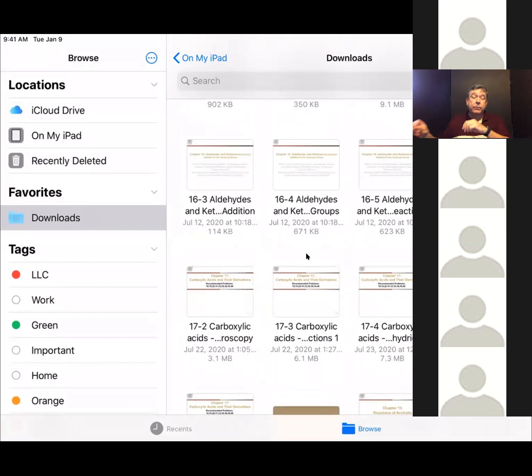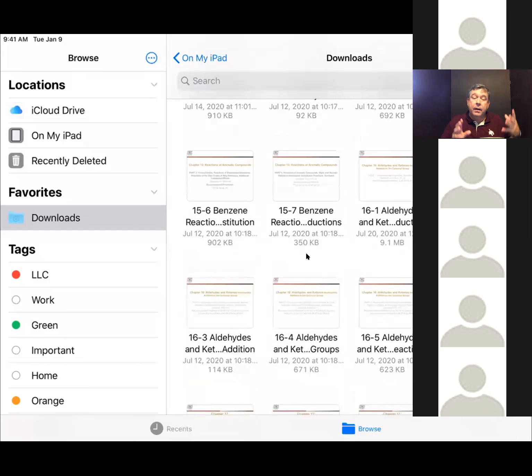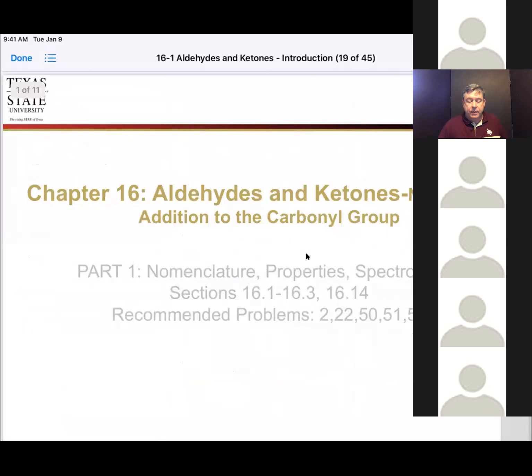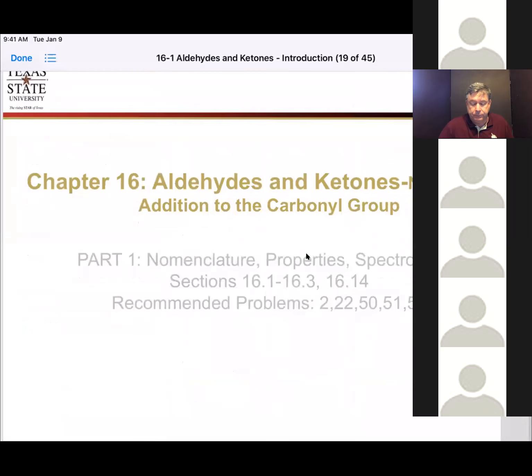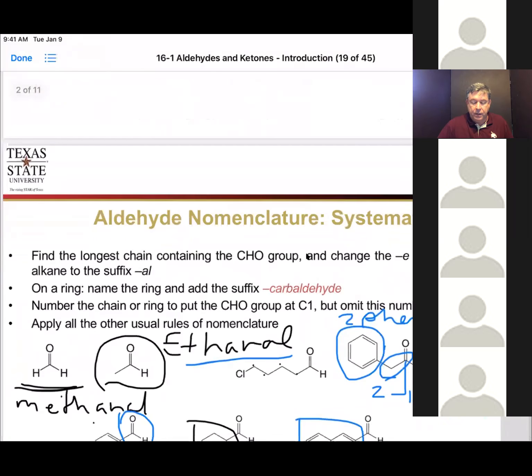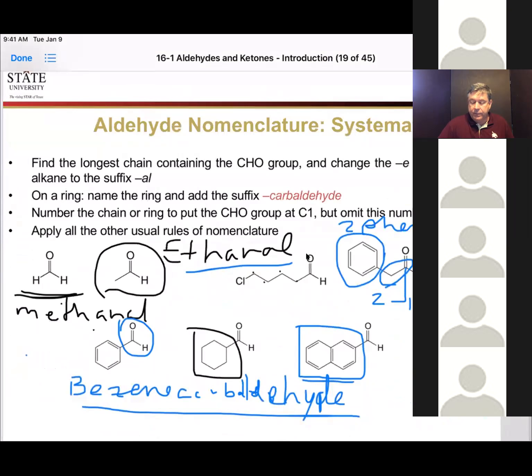Chapter 16 is all about aldehydes and ketone preparation from other locations, okay? So if we look at the aldehydes and ketones, we're going to do nucleophilic addition at that carbonyl carbon. Okay, so obviously we have nomenclature to start with.